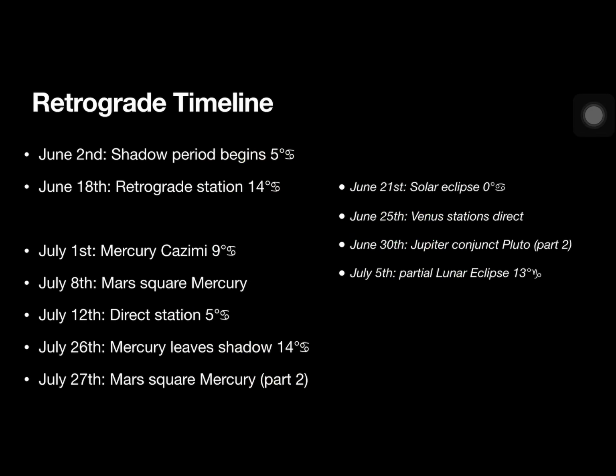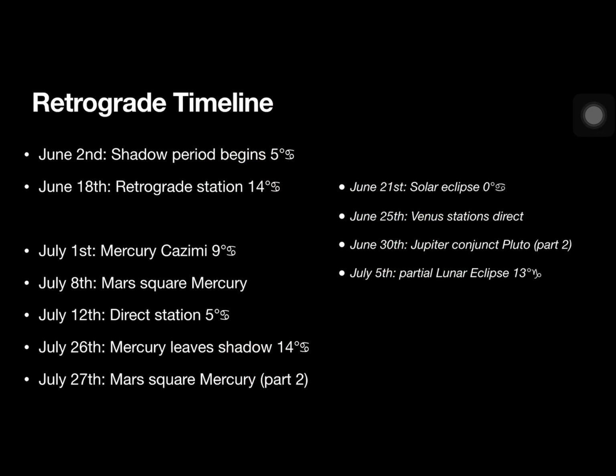So here's the timeline. On June 2nd, we entered the shadow period at 5 degrees of Cancer. This refers to the fact that Mercury will retrograde back to 5 degrees. These are like the term limits, right? This is the playing field of the retrograde. It's between 14 degrees of Cancer and 5 degrees of Cancer.